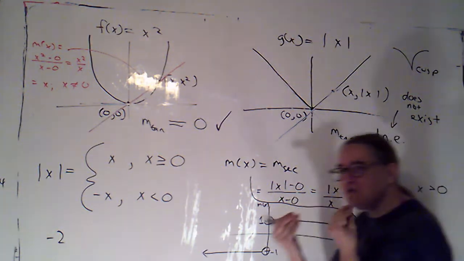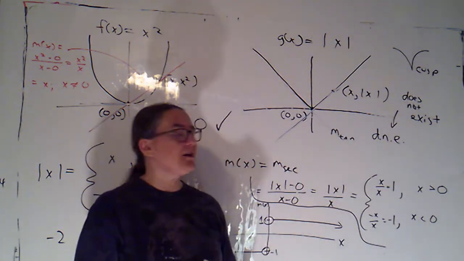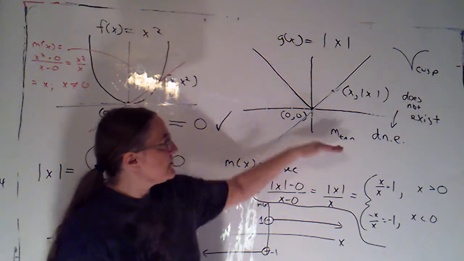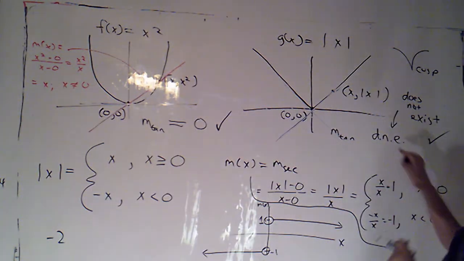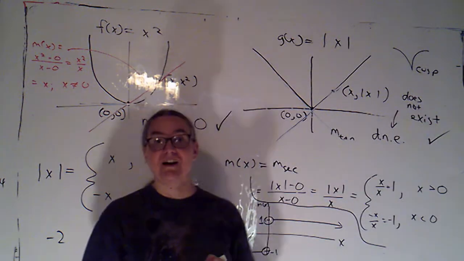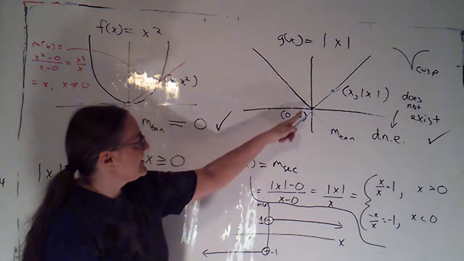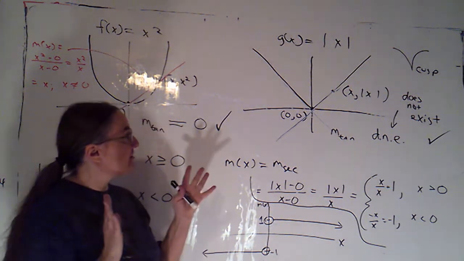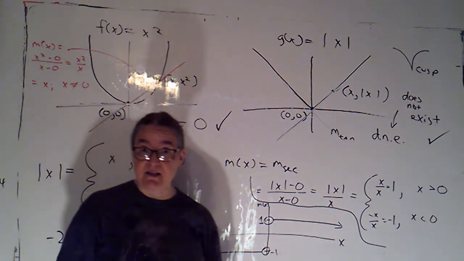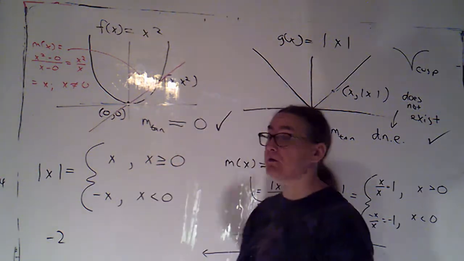So there's not a unique number that the slopes are getting close to, and so now this was a guess before, now I know it's right. The slope of the tangent line does not exist at the origin for the absolute value function. And so that generalization that I suggested previously will hold.